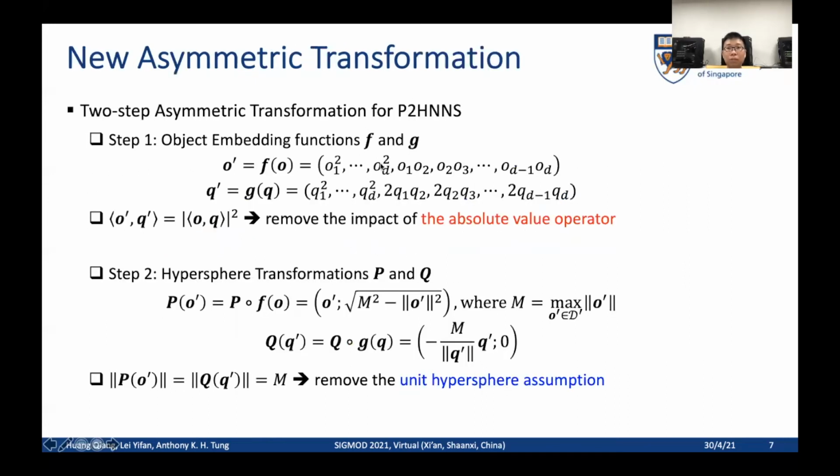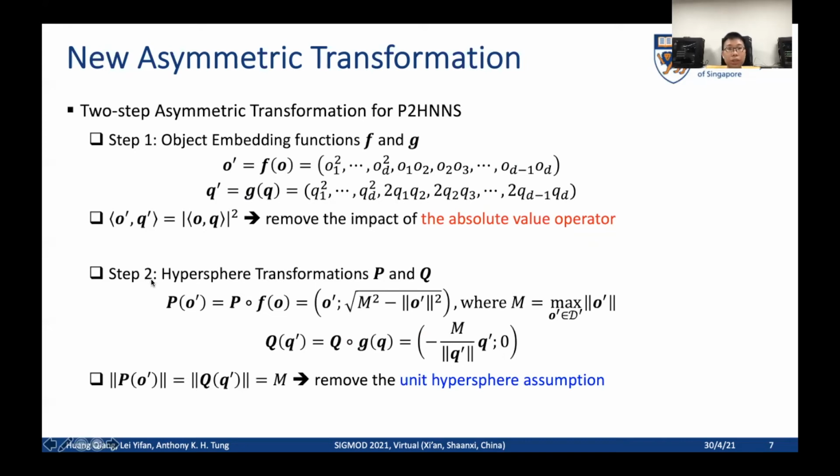So after the distance simplification, we propose a two-step asymmetric transformation for point-to-hyperplane NN search. In step 1, we propose two object embedding functions f and g for the data point O and the query Q respectively. Here are the formulas. After this step, we can see that the inner product between f(O) and g(Q) is equal to the square of the absolute inner product between O and Q. So with this step, we can remove the impact of the absolute value operator.